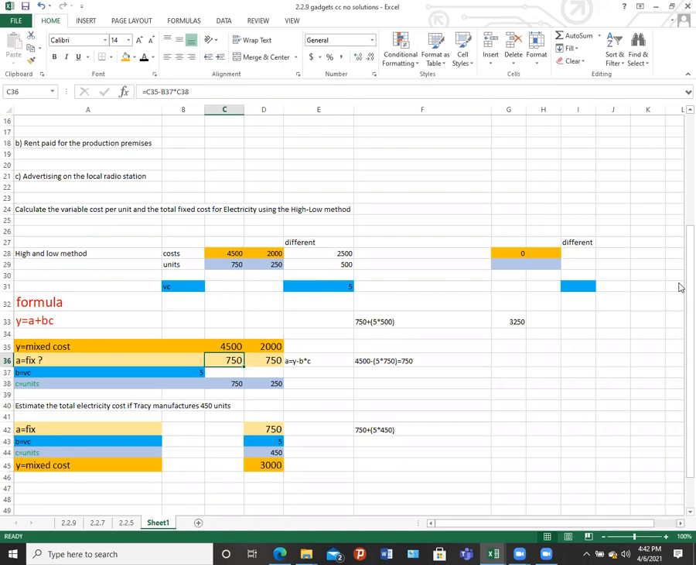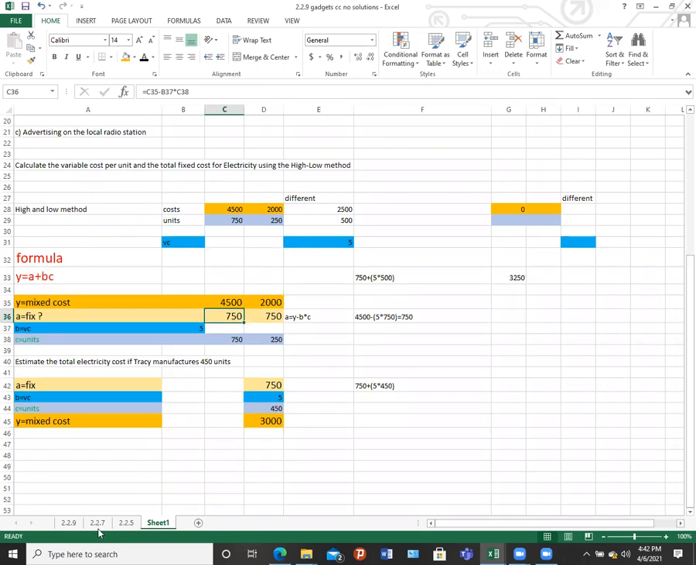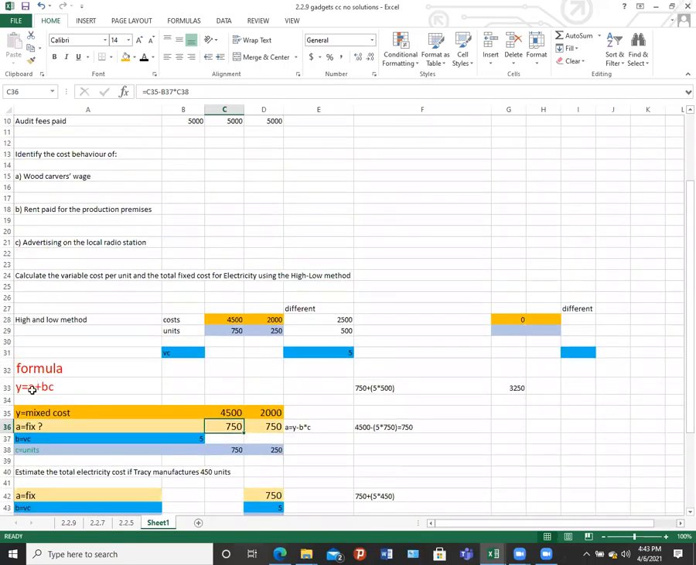Everyone covered, guys? Can I do another one? Different one? No, sir. Okay. On the high and low method, I'm confused a bit. We said A stands for a fixed cost, right? And then the fixed cost is 750. Where do we get the 750? Because up on top we said the fixed cost is 7,200.